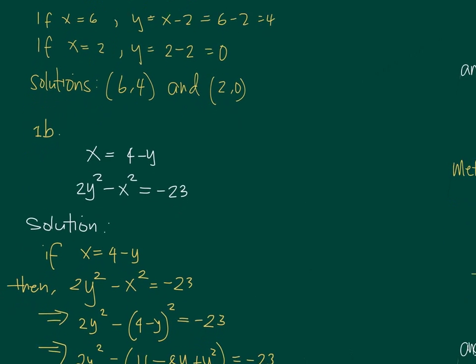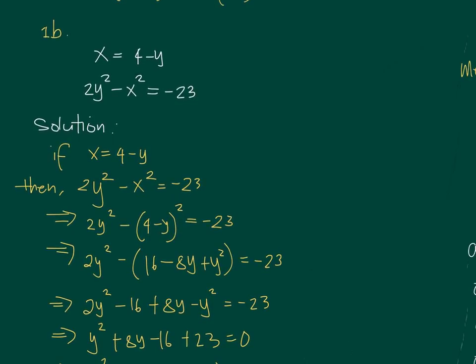Now let's move to 1b. In 1b, you're given another simultaneous equations, in which x is equal to 4 minus y, and the other equation is 2y squared minus x squared is equal to negative 23. So since x is already set as 4 minus y, we just change this x by 4 minus y. So from here, 2y squared minus x squared, so x squared becomes (4 minus y) squared. And then just simplify that, so you get 16 minus 8y plus y squared, then equals same, negative 23.